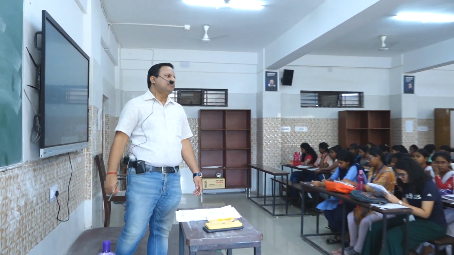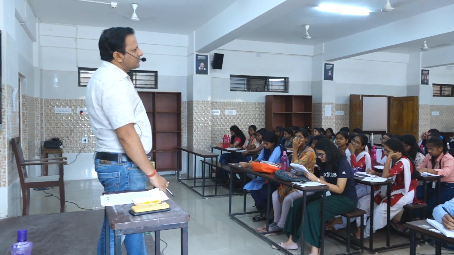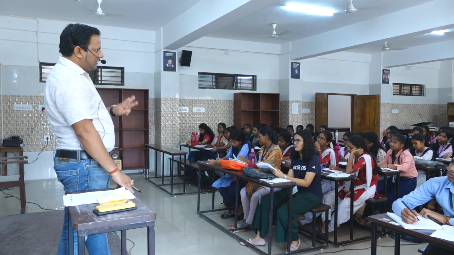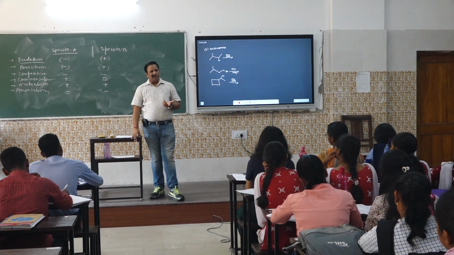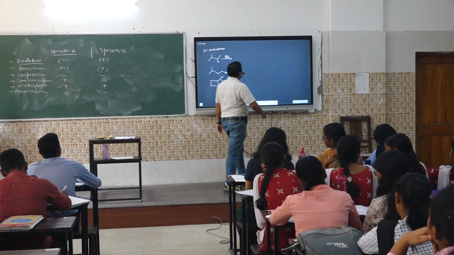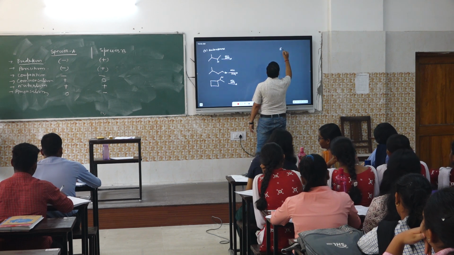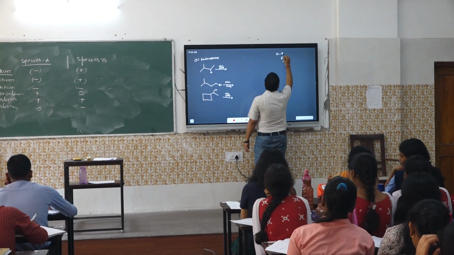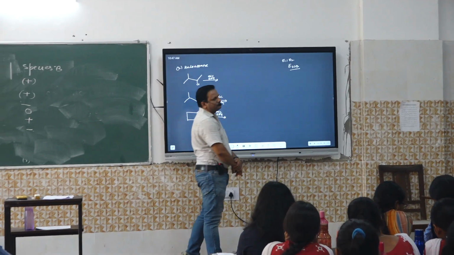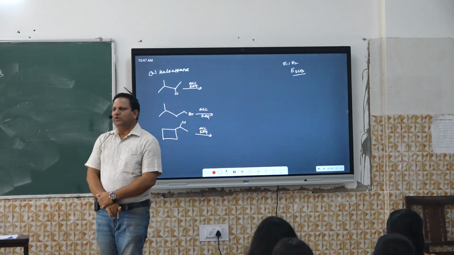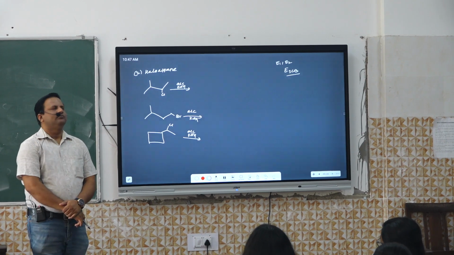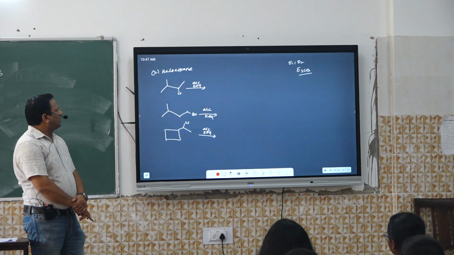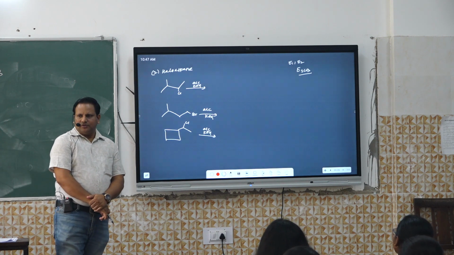First step, it can be an elimination reaction. How many types of elimination reactions are there? 3 types. E1, E2, then E1CB. Elimination unimolecular in the presence of conjugate base. Before that, E1 and E2. First, if you take this, what will happen? The carbocation will be formed.